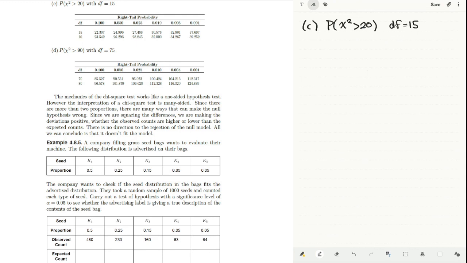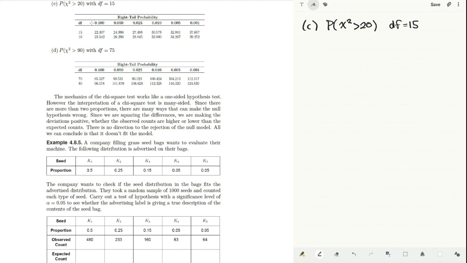Let's find an estimate for the area to the right of 20 with 15 degrees of freedom. The first thing we'll do is locate 15 degrees of freedom in our table, and then we want to find where 20 falls within that row. If you look across this row, we see that 20 falls to the left of the table. So it is smaller than 22.307, so it falls somewhere to the left of the table.